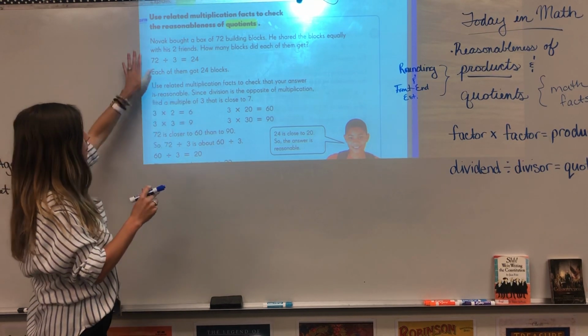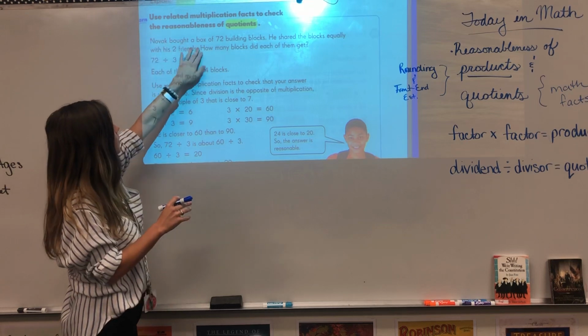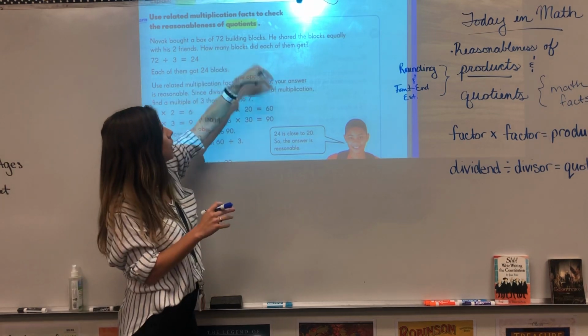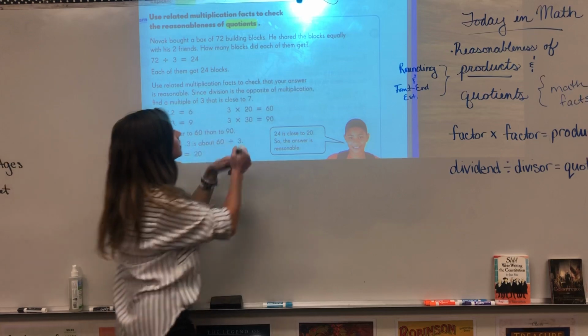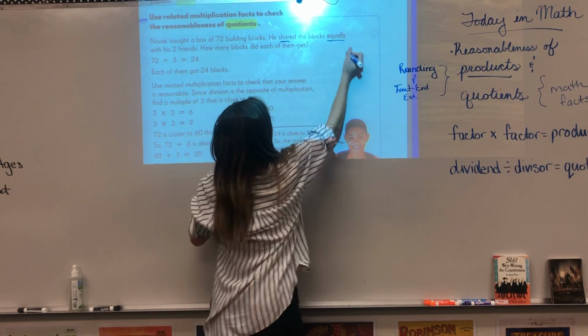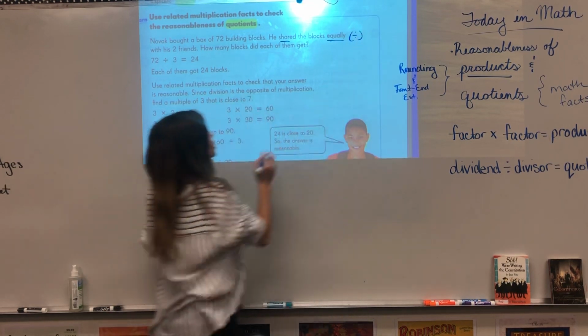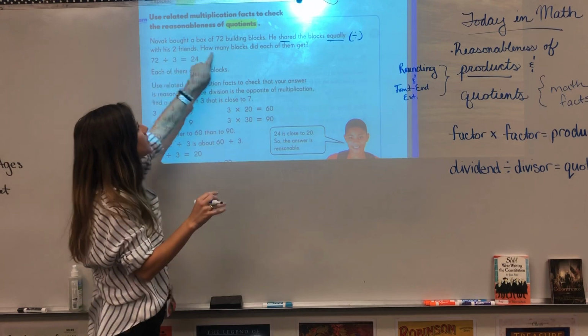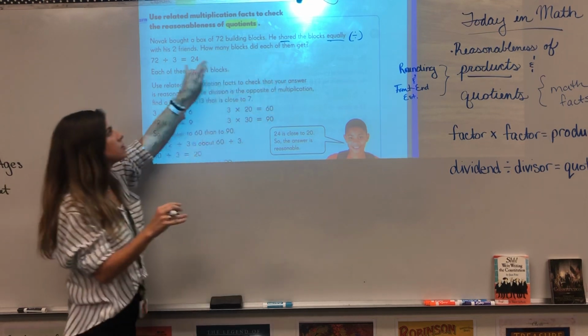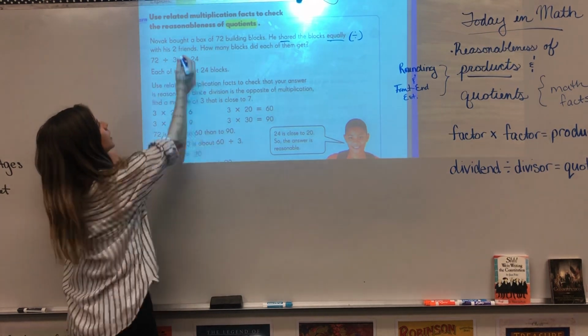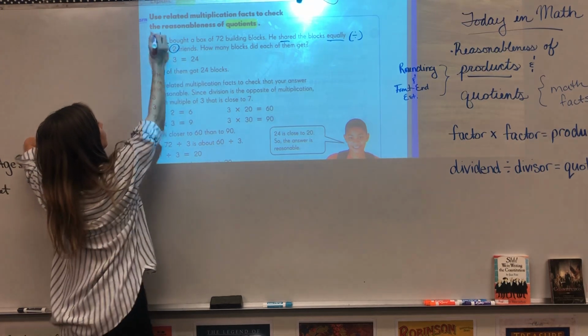So they give you a word problem. Novak bought a box of 72 building blocks. He shared the blocks equally. Shared equally, that always means divide. He shared them equally with his two friends. How many blocks did each of them get? Now notice you divide by 3, not by 2, because it's two friends plus Novak.